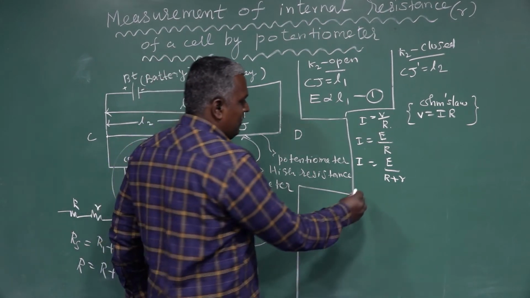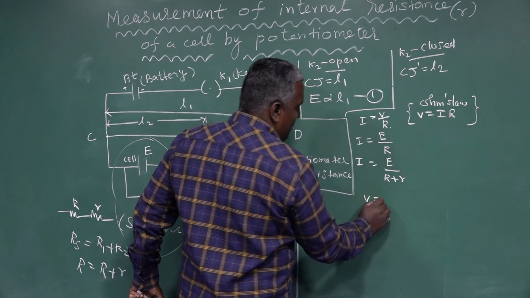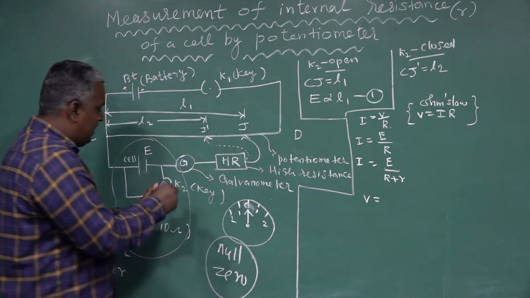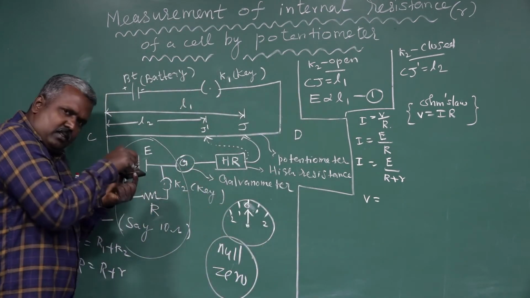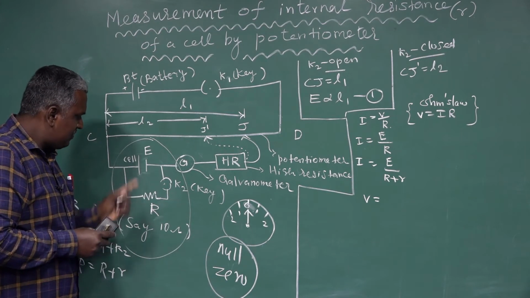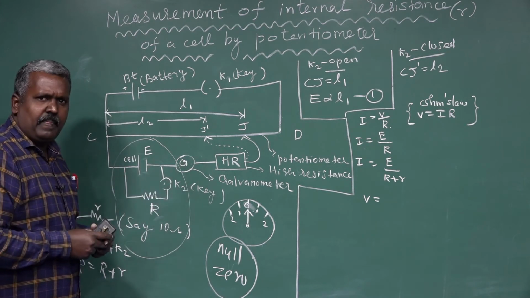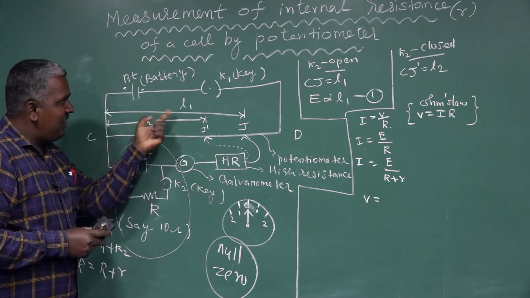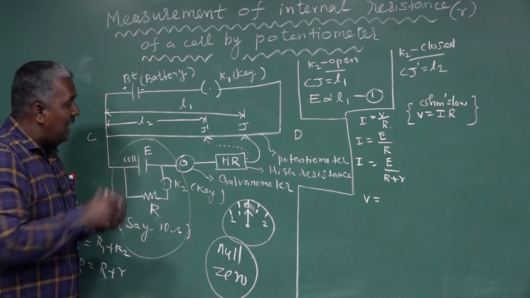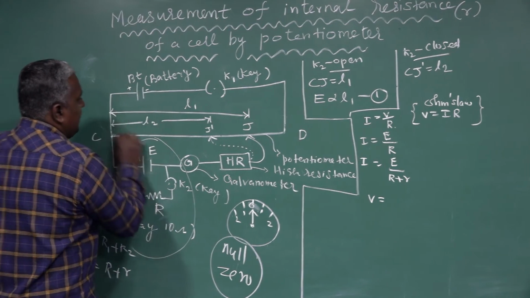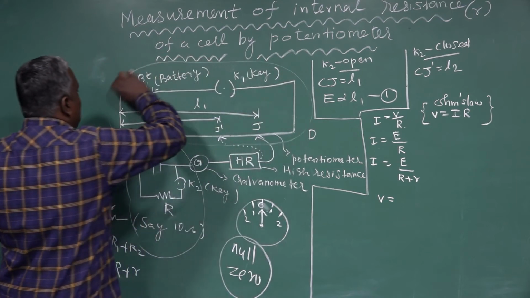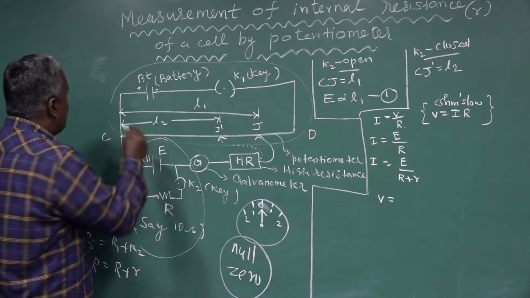Then V is equal to IR. That means after the key is pressed, now this is in closed circuit, current passes through the circuit. At the same time, this entire circuit is called a primary circuit. Keep in mind.